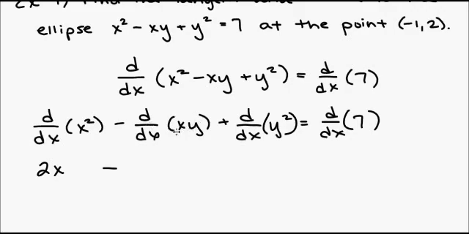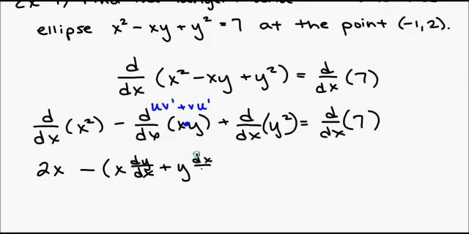Minus. Okay, so we have a little product rule here. This is multiplication, so we have the product rule. Remember, u dv plus v du. So we have then x is u, derivative of y is dy/dx, plus y, the derivative of x is dx/dx, which we've already established we don't need.